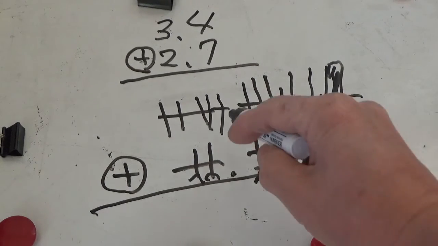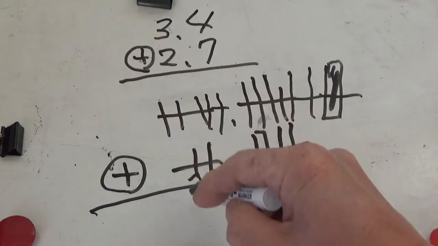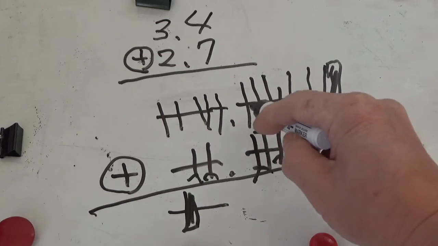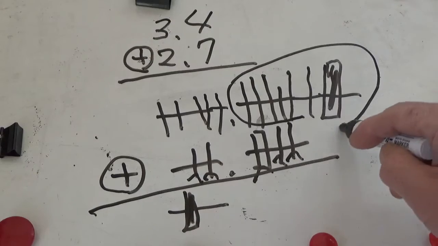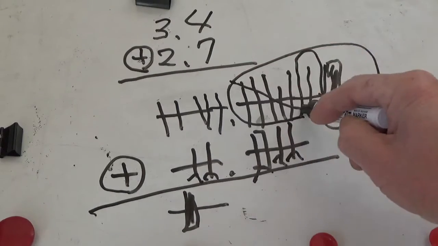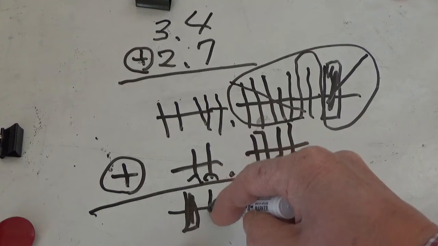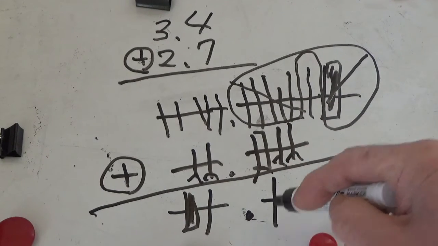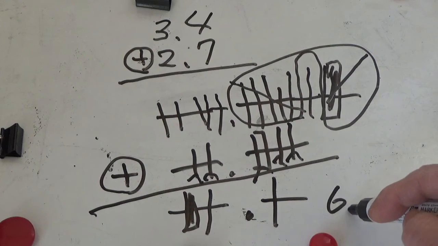Okay, so 1, 2, 3, 4, 5. Right, this is 5. And this is 1, 2, 3, 4, 5. 5 and 5. 10 tenths is 1. And the remaining 1/10. So that is 6.1.